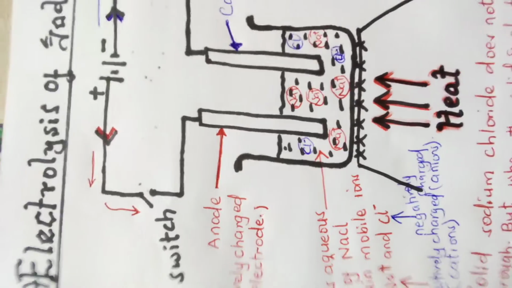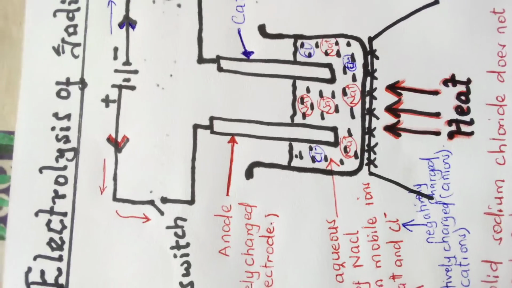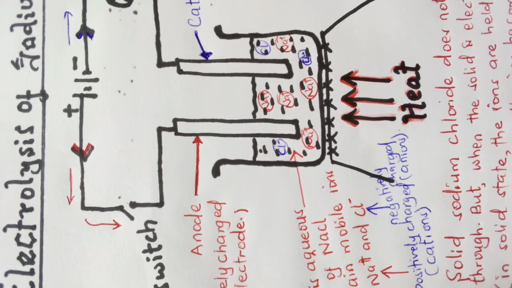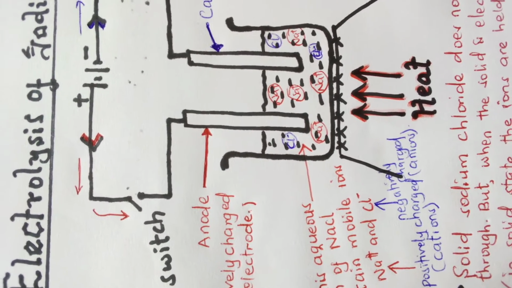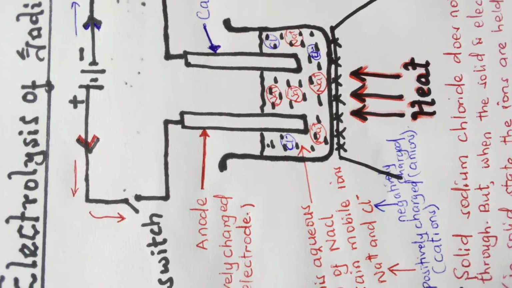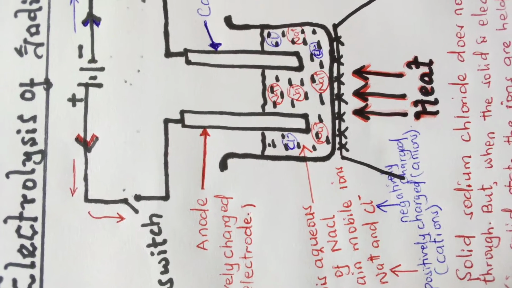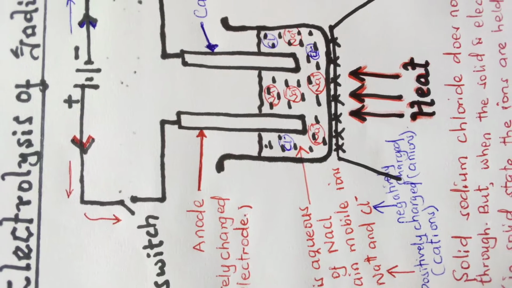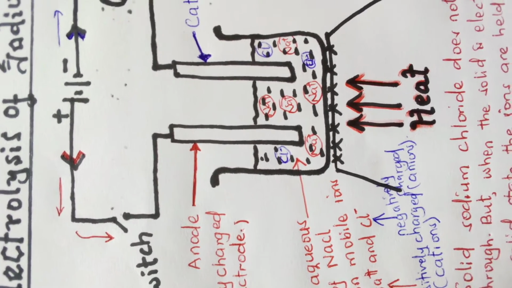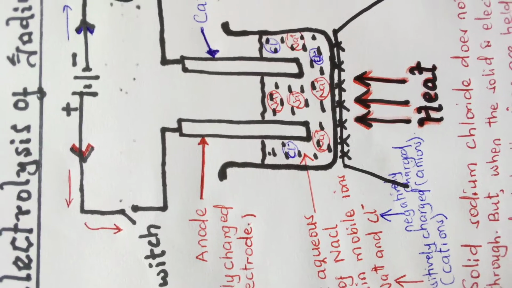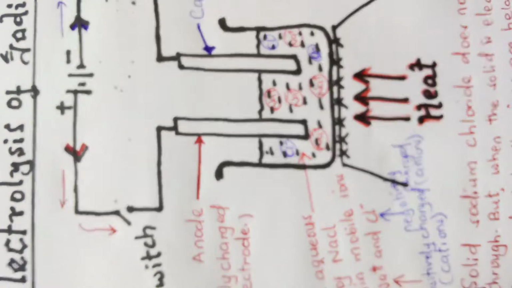So electrolysis, what is electrolysis? Electrolysis is the process by which an electrolyte is decomposed by passing a current through it. That process in which a current is passed through an electrolyte is called electrolysis.